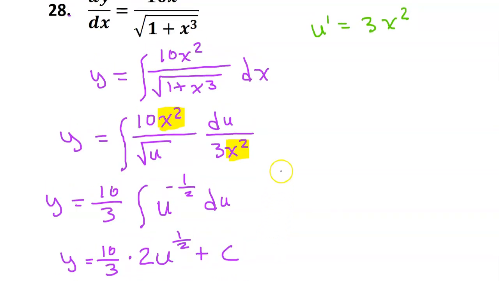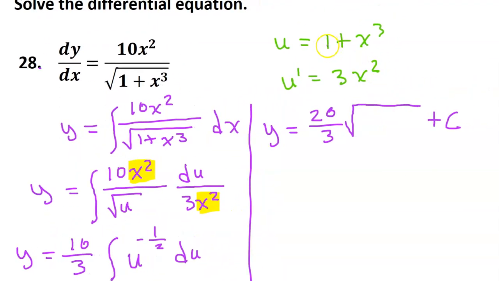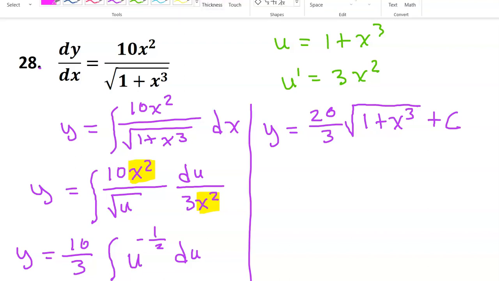But now we need to get the x values back in here. So let's write y equals 10 over 3 times 2 over 1 is 20 over 3. And then we have u to the 1/2 power. Let's go ahead and put square root back into this. So u to the 1/2 power is the square root of u plus c. So remember, u was 1 plus x to the 3rd power. And that is it. Let's box it up.